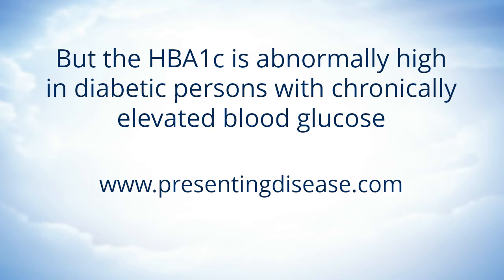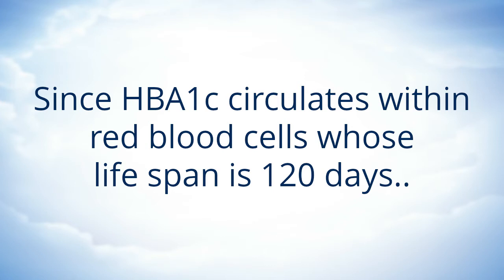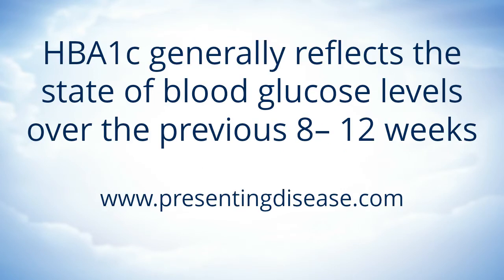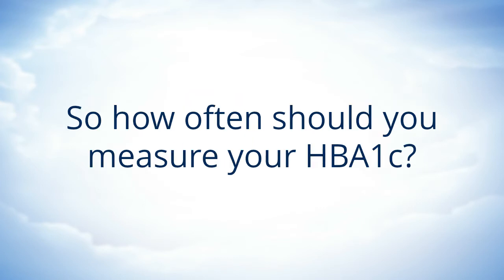in diabetic persons with chronically elevated blood glucose, otherwise known as hyperglycemia. Since HbA1c circulates within red blood cells whose lifespan is 120 days, HbA1c generally reflects the state of blood glucose levels over the previous 8 to 12 weeks, and this gives a reliable method of assessing blood glucose control.